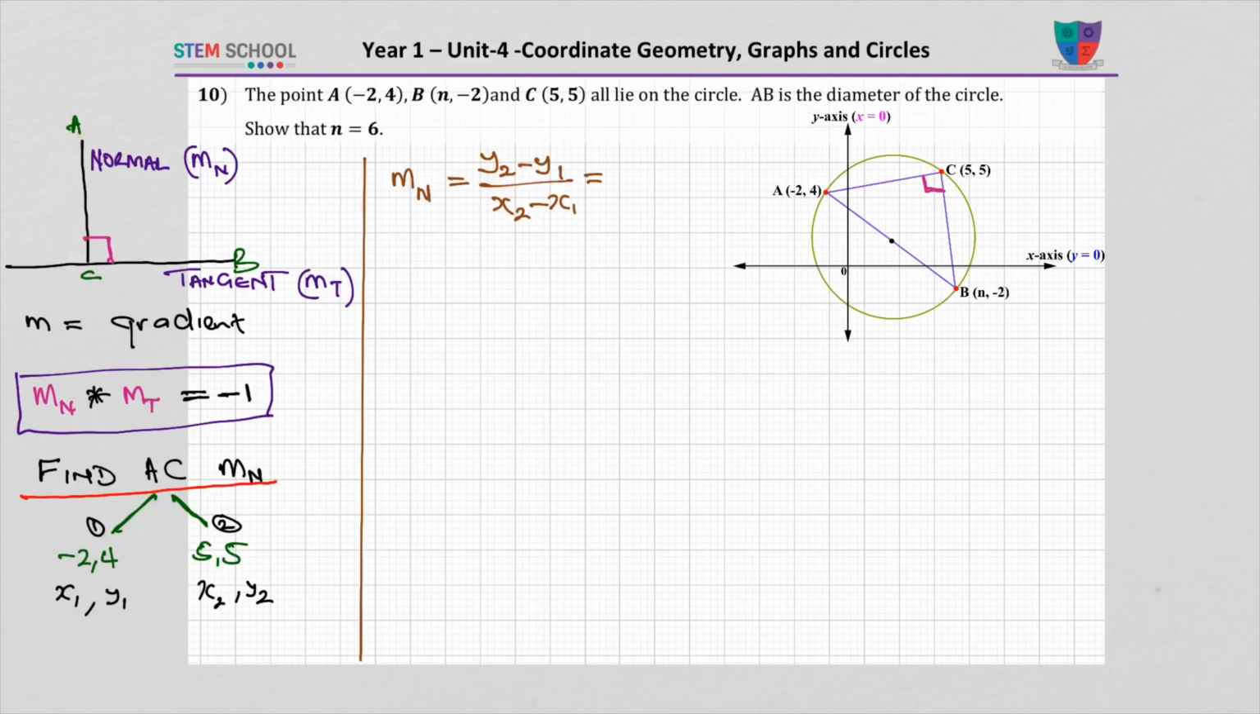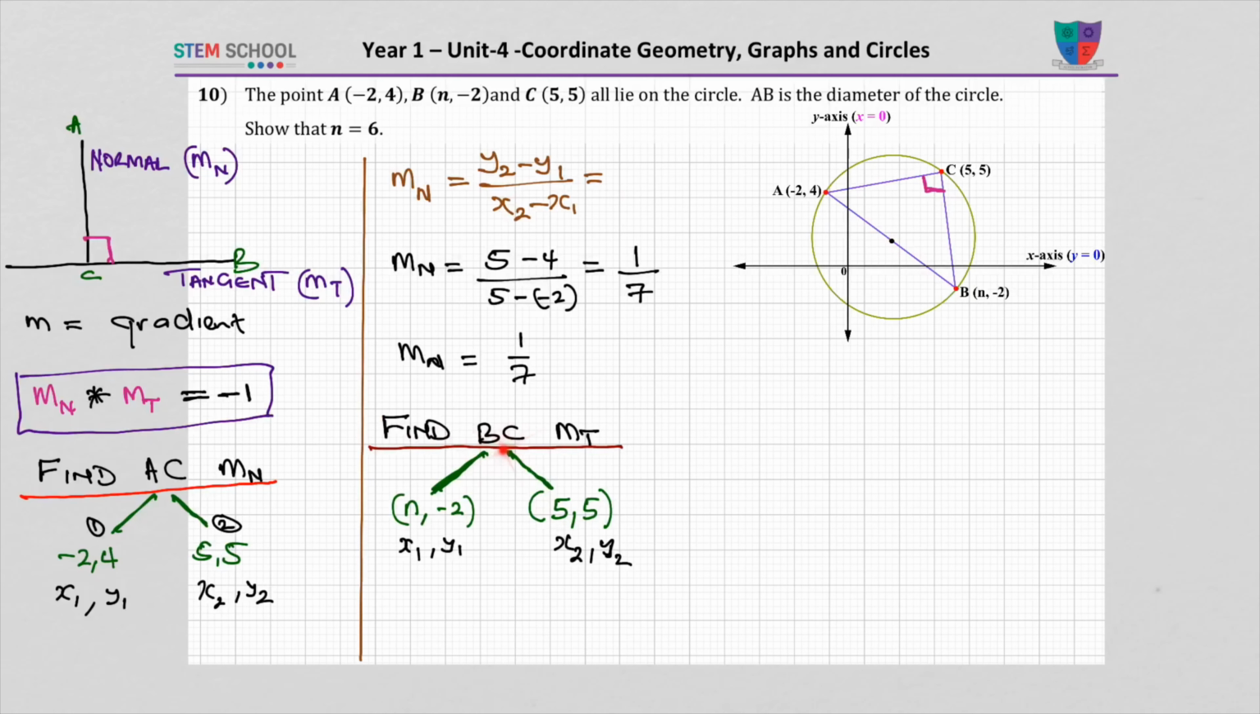Y2 is 5, y1 is 4, x2 is 5, x1 is minus 2. We plug those values in here. So that's 5 minus 4 over 5 minus minus 2, and that equals 1 over 7. Therefore, M normal, the gradient of the normal, is 1 over 7.